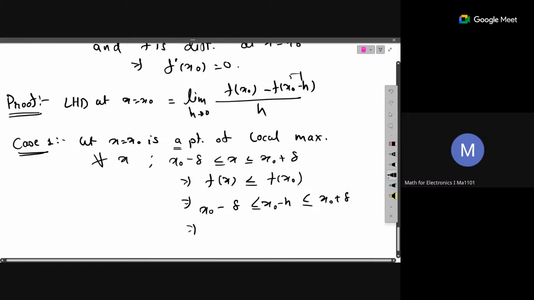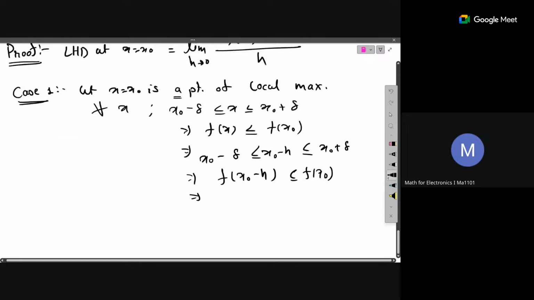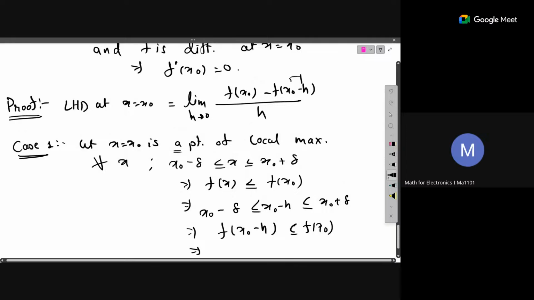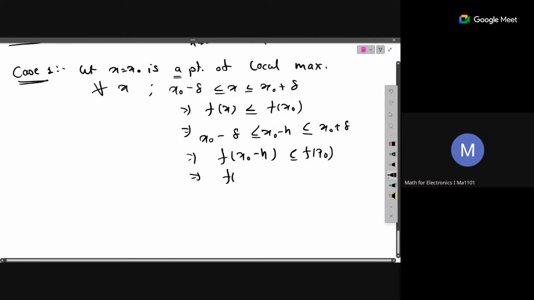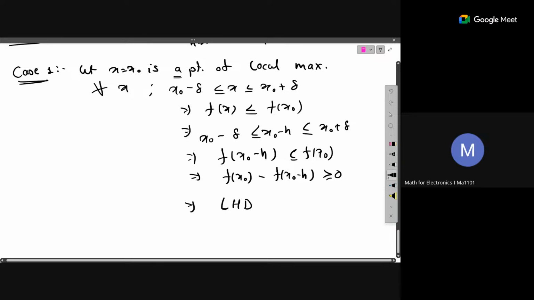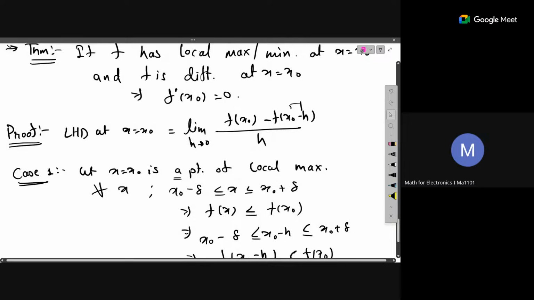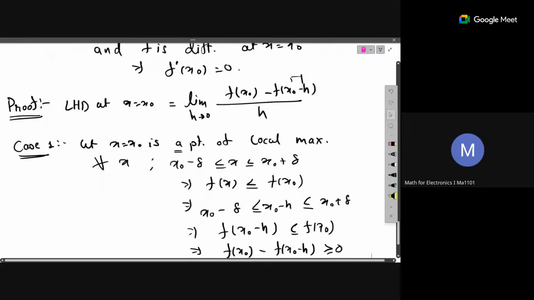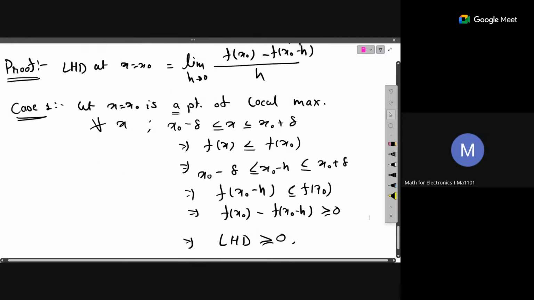So what does it imply? It implies that f of x naught minus h is less than or equal to f of x naught. And this implies that this particular ratio is greater than or equal to 0. So what does it say? It says that f of x naught minus f of x naught minus h, over h, is greater than or equal to 0, which implies our left-hand derivative is greater than or equal to 0. Okay, so we conclude that the left-hand derivative is greater than or equal to 0 if we have a point of local maxima at x equals x naught. Is there any doubt over these equations?